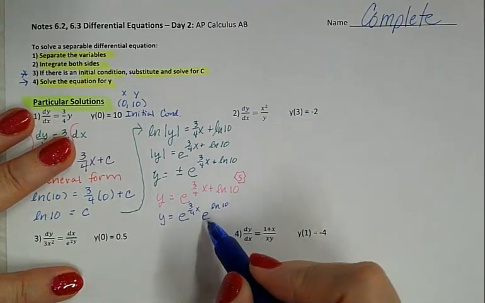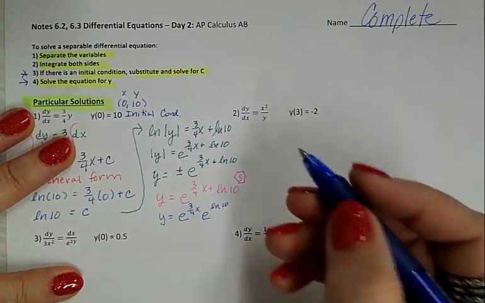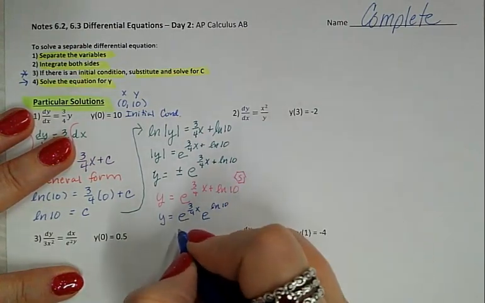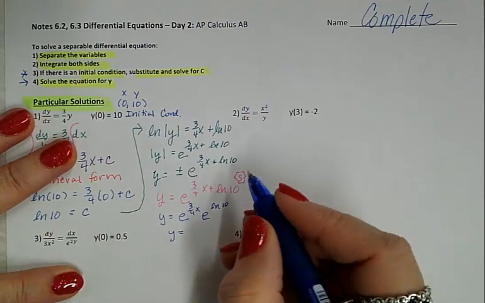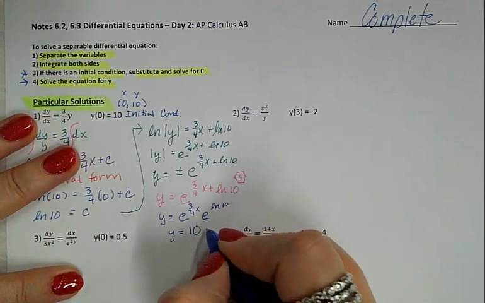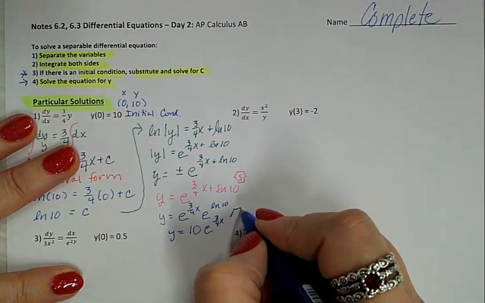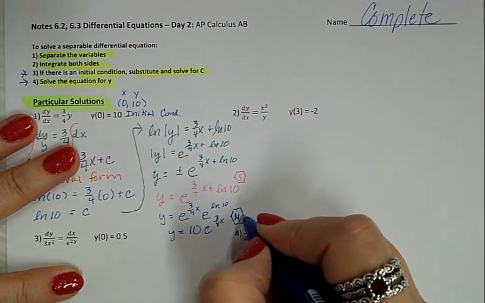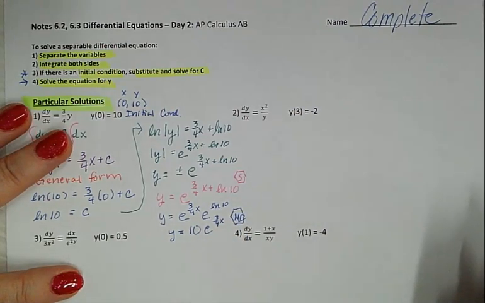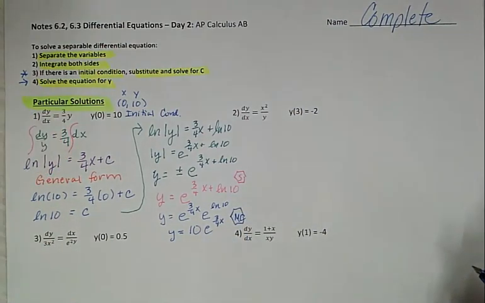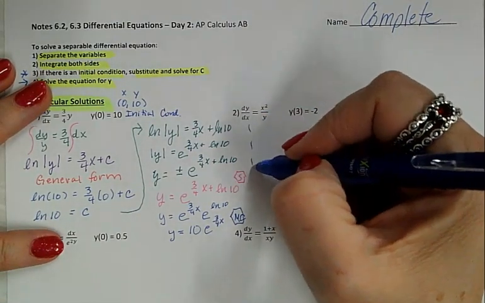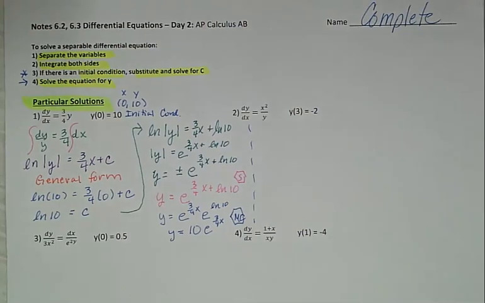And so I know e to the natural log of 10 is 10, so I could have y equals 10 e to the 3/4 x, and that could be a multiple choice type answer. So we always need to make sure we can practice both. All right, so the process isn't too bad from last time or too different from last time. So we're going to move on to question 2.